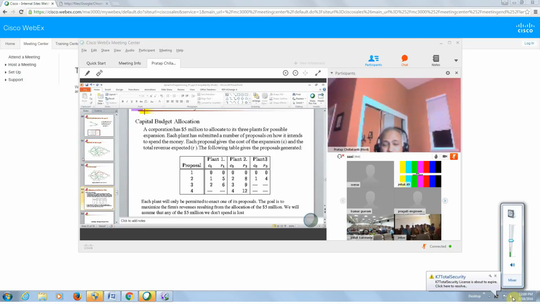I kind of made you draw another type of table. These are all kind of related tables. Okay? Now the condition that we are imposing, each company will only be permitted to enact one of its proposals, meaning once one proposal is accepted, all the other proposals from that company are no longer available. And your job in managing your dad's money is to maximize your revenues from the allocation of 5 million. Okay? Now whatever is not spent is lost.